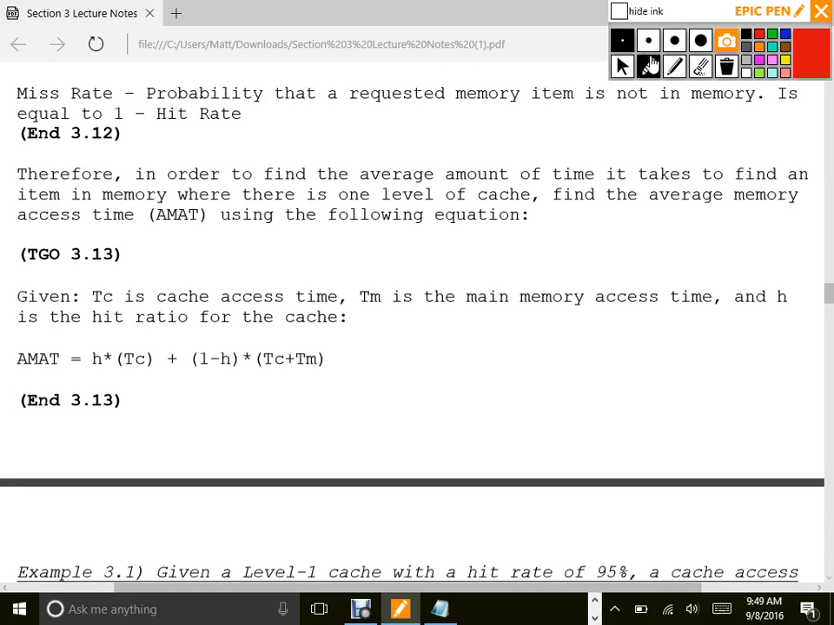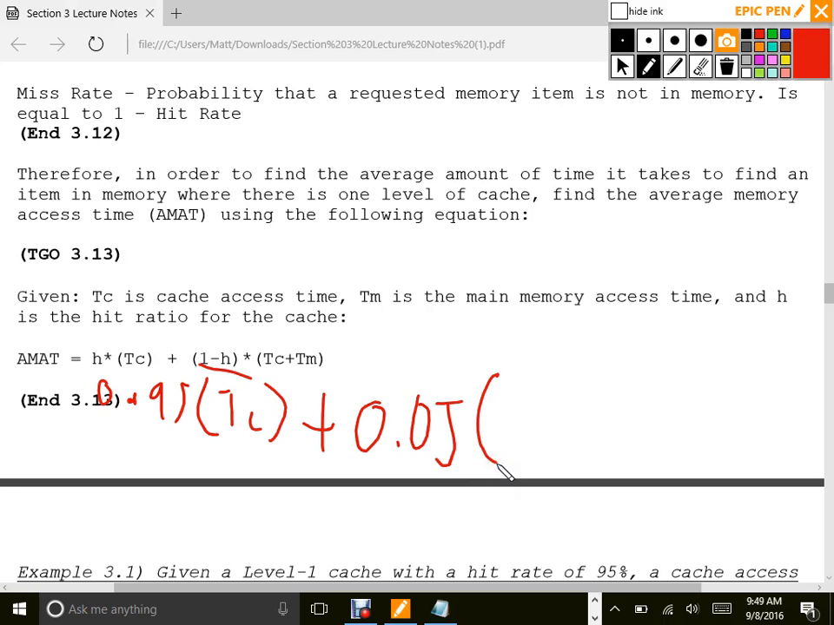So as I was saying, this would be 0.95, right? Times whatever the cache time is, plus 1 minus hit rate, so this would be 0.05. And then you have the cache time. So if it takes 10 nanoseconds to look here, and then it takes another 100 nanoseconds to look in the main memory, right? Because we have to look there, miss 5% of the time, TC plus TM.